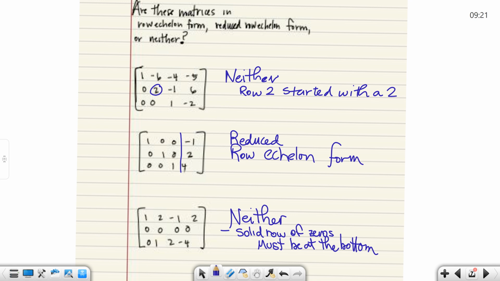All right, so that's your next objective. They're going to ask you for the size. They're going to ask you to give examples of a certain matrix of a certain size. And then they're going to ask you row echelon form, reduced row echelon form, or neither.